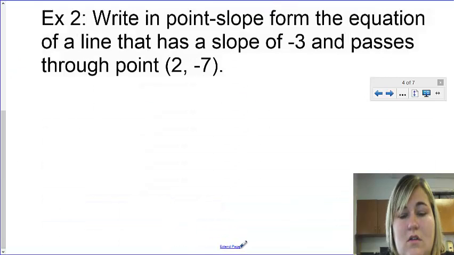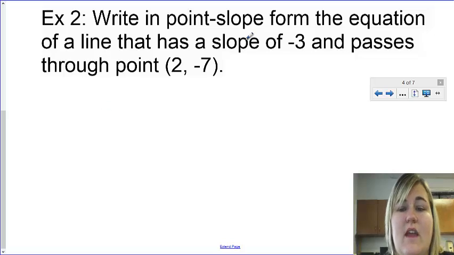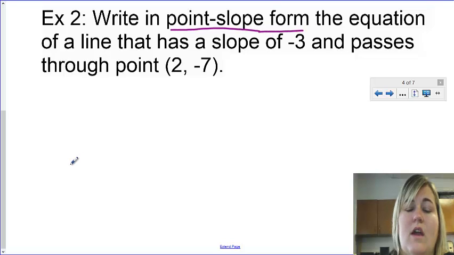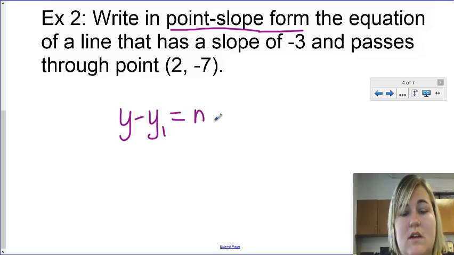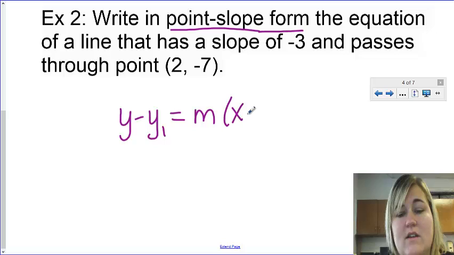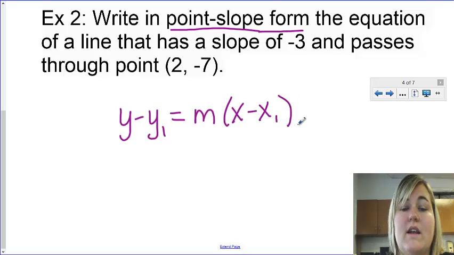So, on example 2, it says write in point slope form the equation of a line that has a slope of -3 and passes through (2, -7). So it wants us to write it in point slope form. Point slope we just saw, which was y minus y sub 1 equals m times the quantity of x minus x sub 1. It is important that whenever you're writing something in a certain form that you start with that form so that you know what you're working with.